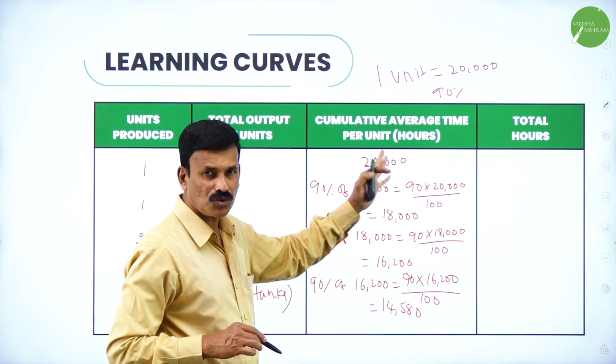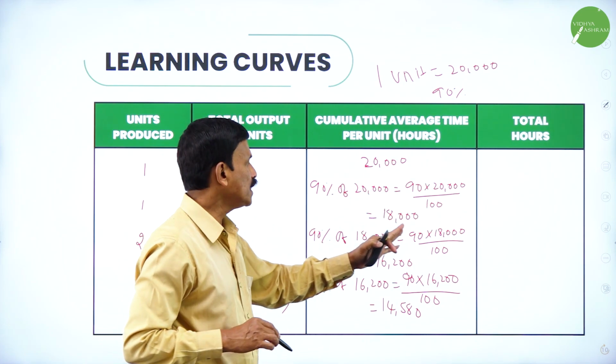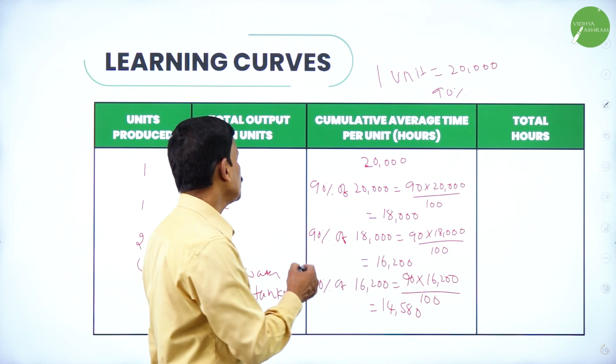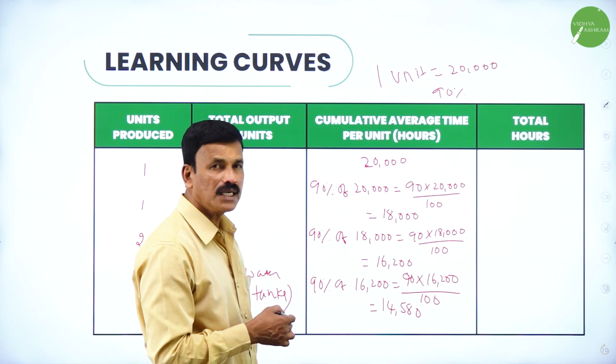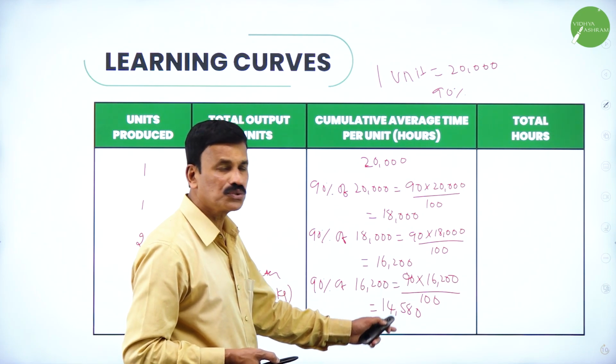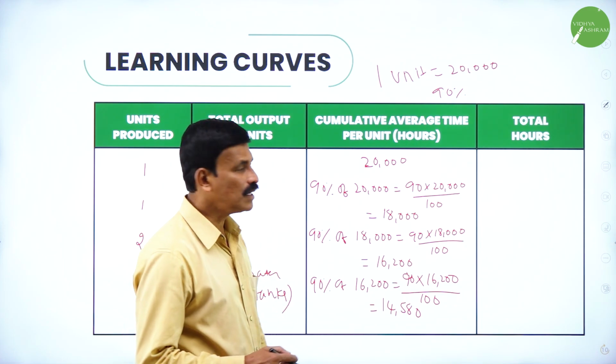First initially it is 20,000 hours. 90% of 20,000 is 18,000. Again 90% of 18,000 is 16,200. Again 90% of 16,200 is 14,580. Right. Now multiply this.